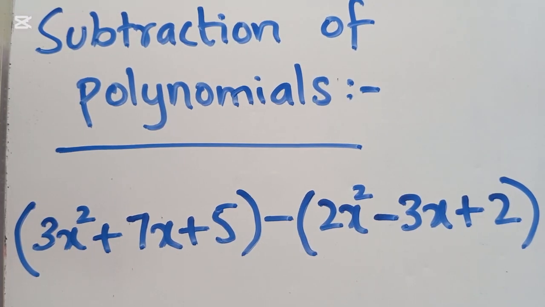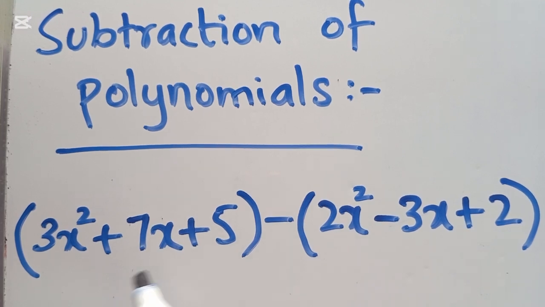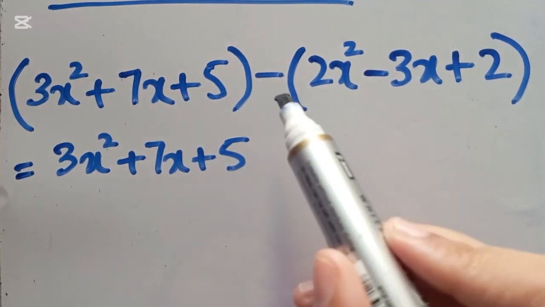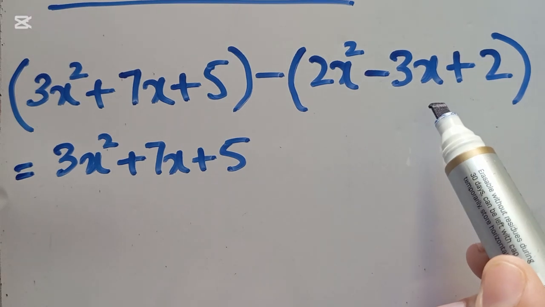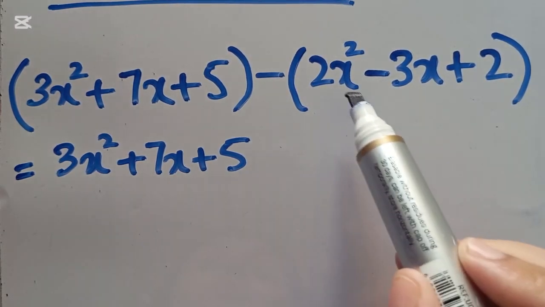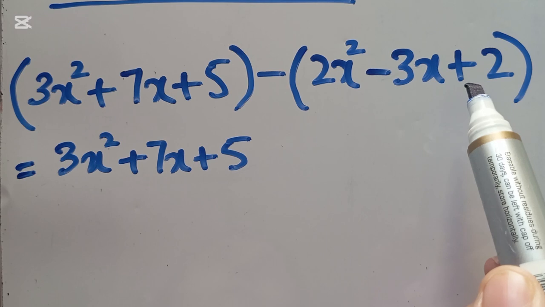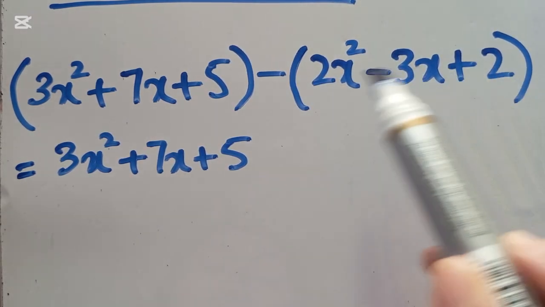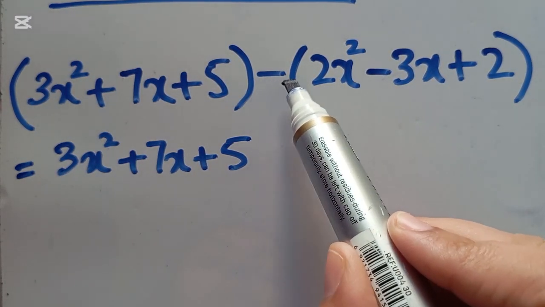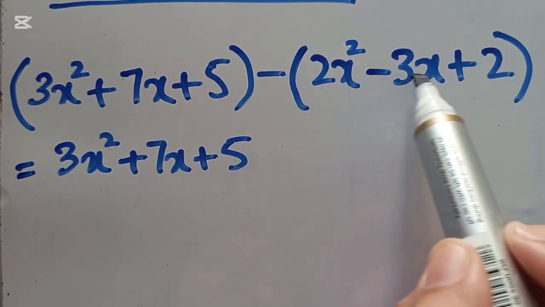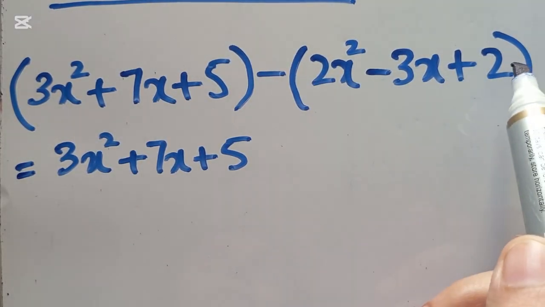Now we have two polynomials and they are to be subtracted. We have 3x square plus 7x plus 5, and the other polynomial is 2x square minus 3x plus 2, and we have to subtract the second polynomial from the first, and there is a minus sign in between them. Whenever you have a negative sign before the second polynomial, you have to change the sign of the terms that are in this bracket, because the negative sign is going to be multiplied with each sign of all the terms in this bracket.